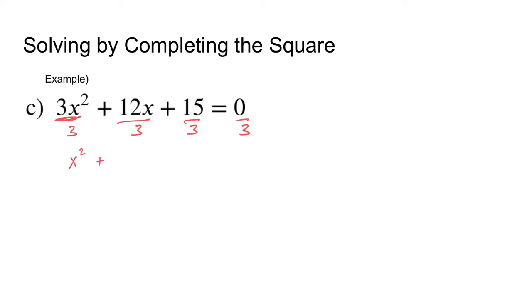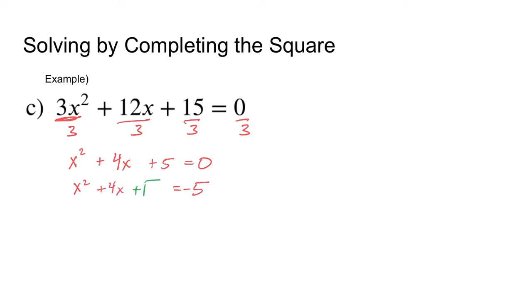When I do, I get x squared plus 4x plus 5 equals 0. And I can just go through the process exactly like I did in the previous problem. So if you think you got it, maybe you want to pause the video and check it out, see if you can do it. If not, I'm going to work through it right now. So I'm going to subtract that 5 from both sides.